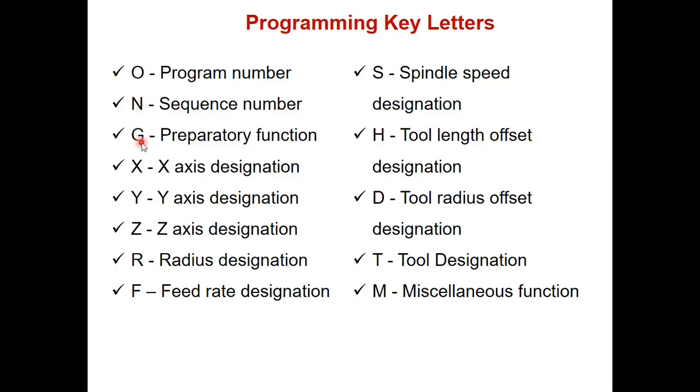G is the preparatory function. X is for designation towards the X direction, Y towards the Y direction, Z towards the Z direction. R is the letter used for radius. F is used for feed rate. S is used for spindle. H is used for tool length offset designation. D is for tool radius offset designation. T is the tool designation. M is the miscellaneous function.